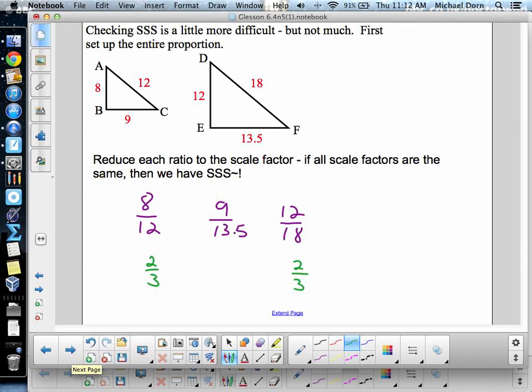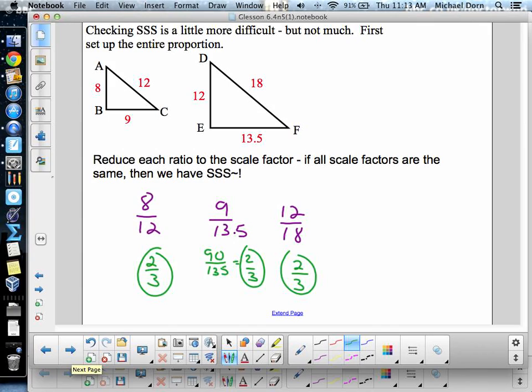9 over 13.5 is a little trickier to reduce because of the decimal. So here's how we handle that. I multiply top and bottom by 10 to get rid of the decimal. So this 9 over 13.5 is going to become 90 over 135. And then I'll reduce that. Well, guess what? 45 goes into both of those, twice here, 3 times here. All 3 of these reduce to the same factor, don't they? If all 3 of them reduce to the same factor, yes, they are proportional.